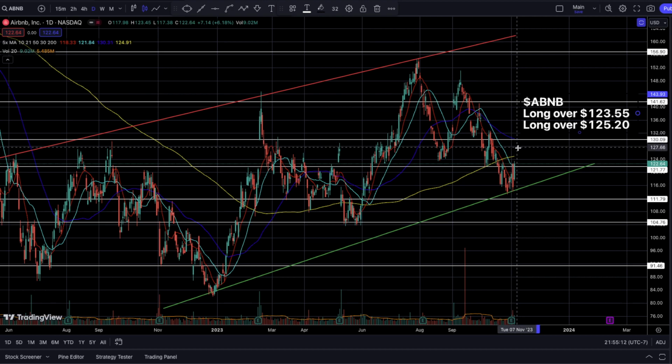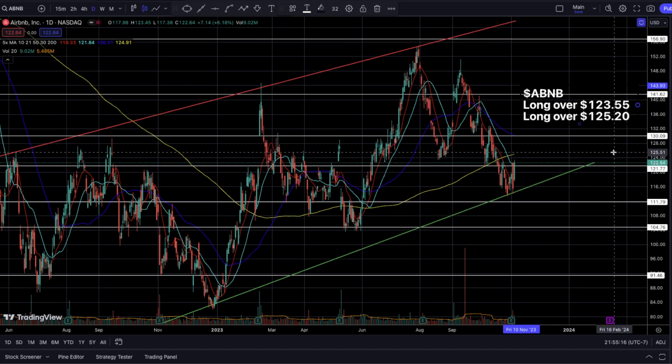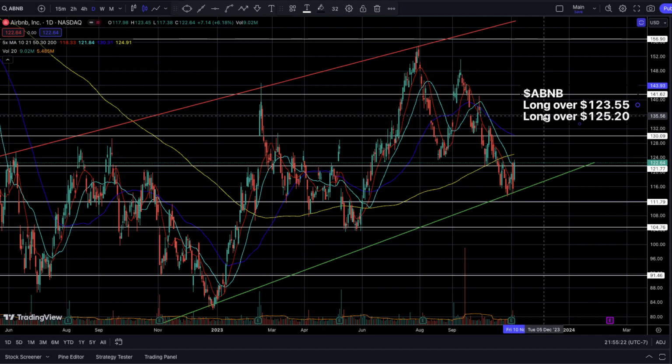So in order for us to see an official uptrend, we need to get back over the daily 200 SMA, which is the reason why I gave you guys this long-term entry over 125.20, because the daily 200 SMA closed on Friday at $124.91. That's right, it's almost at 125.